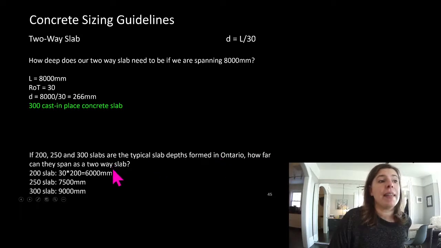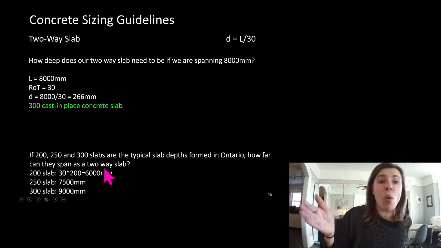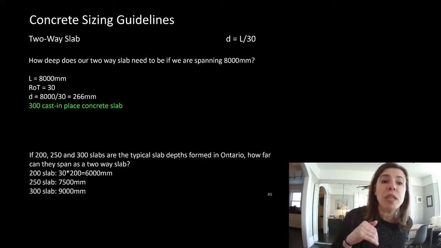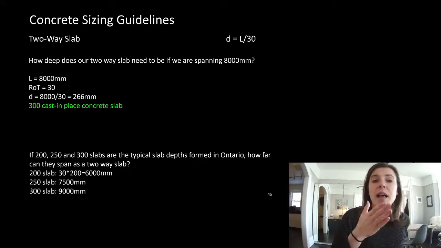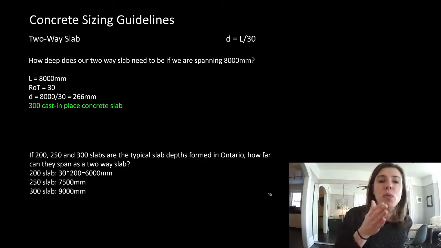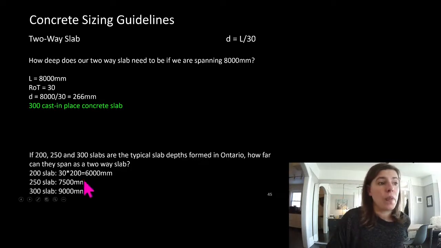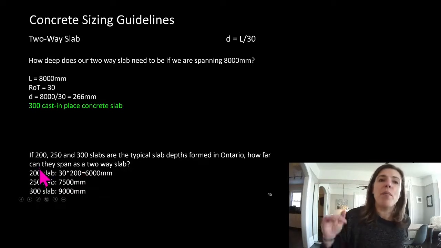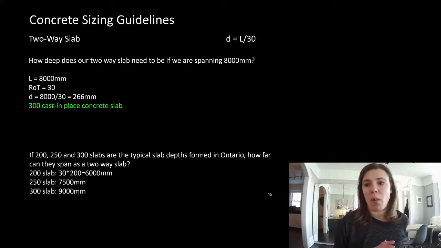So how far can they span if we make sure they have supports on all sides, and keep the ratio of those sides less than 2:1? Well, a 200 slab can now span 6 meters, a 250 slab can span 7.5 meters, and a 300 slab can span 9 meters. Most condos have a 6-meter grid. Most condos have a 200 slab, and they get made again and again and again on each floor going up.